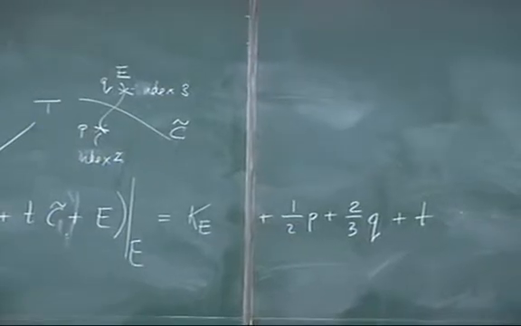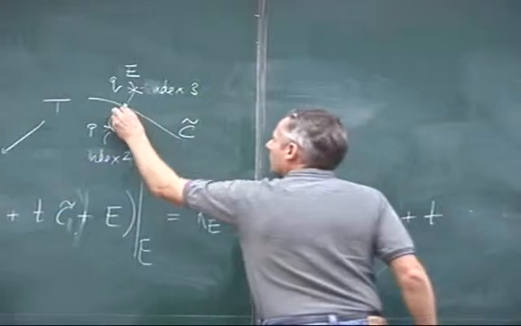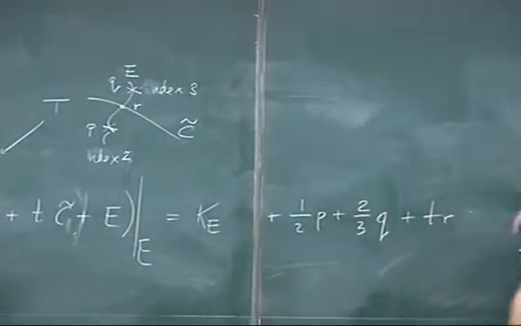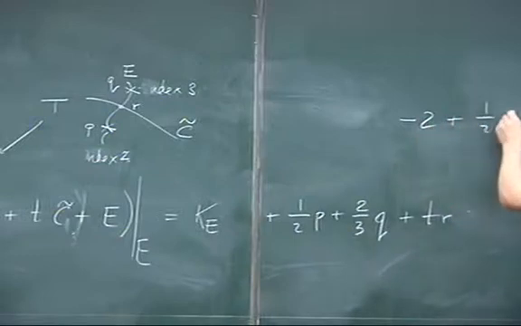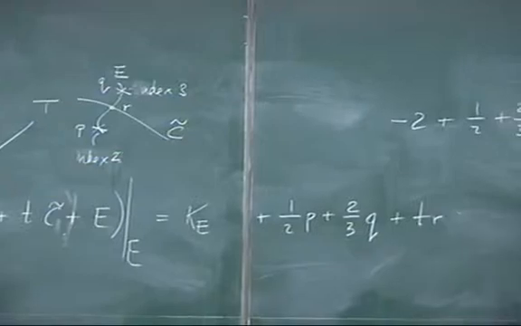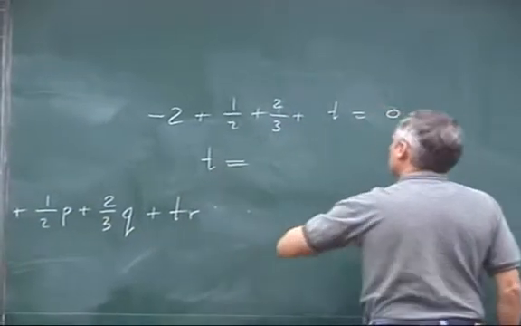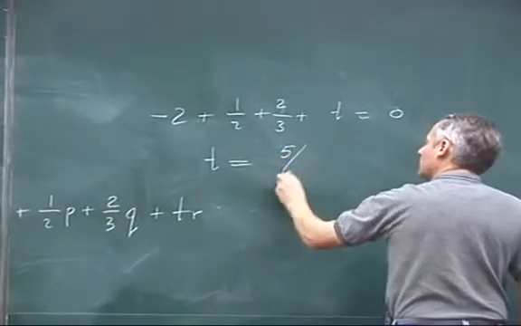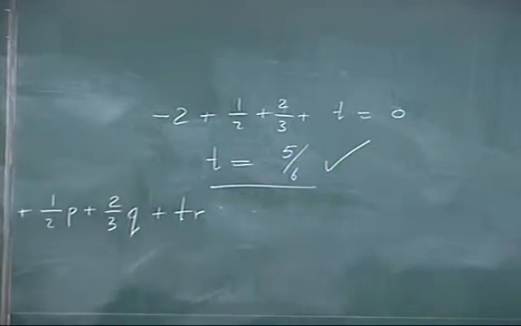I can just call this R, t times R. So again, just take degrees. I get -2 plus 1/2 plus 2/3 plus t equal to 0. So t is equal to 5/6. That's a very quick way to calculate the log canonical threshold in that case.